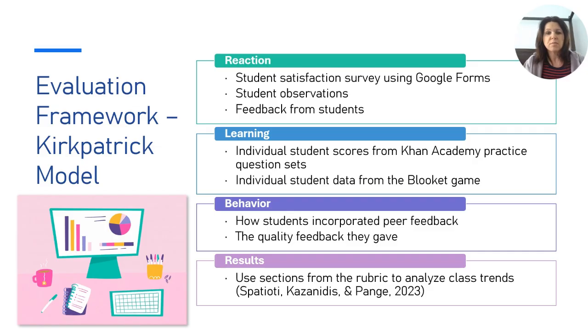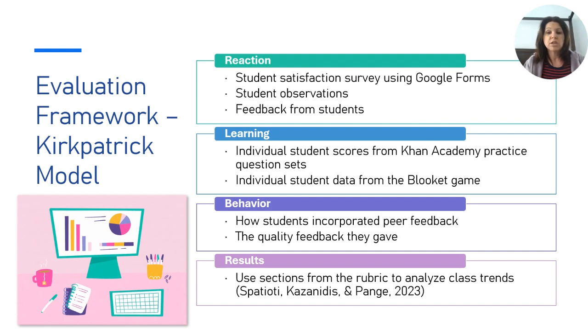We'll evaluate the module using Kirkpatrick's four levels of reaction, learning, behavior, and results. To evaluate student reaction, we will utilize a student satisfaction survey via Google Forms, classroom observations, and student feedback. To evaluate student learning, we will analyze individual scores from the Khan Academy practice question sets, as well as individual student data from the Lookit game.